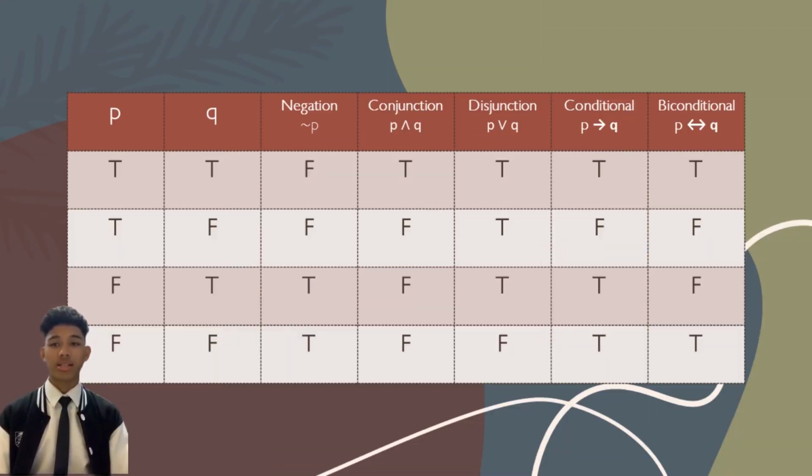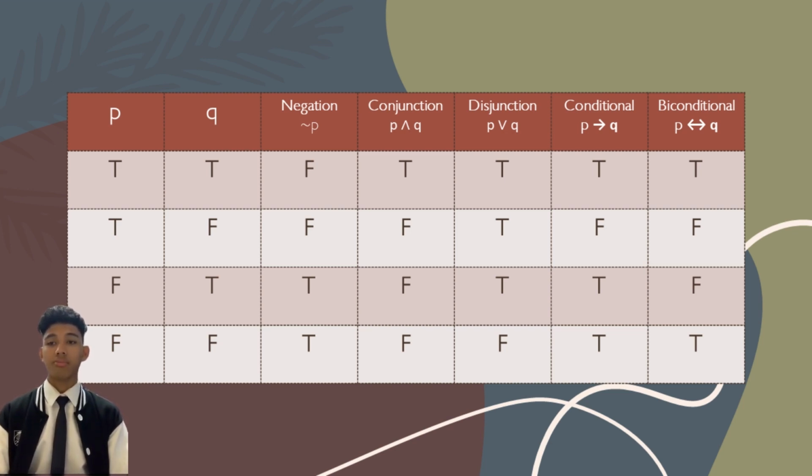Okay, next we move to the next table. We have the variables P and Q, and also negation, conjunction, disjunction, conditional and biconditional. Let's say the first row, P is true and Q is true. Then we negate P, we will get false, from true to false. Then P and Q, which is true and true, we will get true. P or Q, true or true, we will get true. Then P implies Q, which is true implies true, we will get true. And P biconditional Q, that is true biconditional true, we will get true.